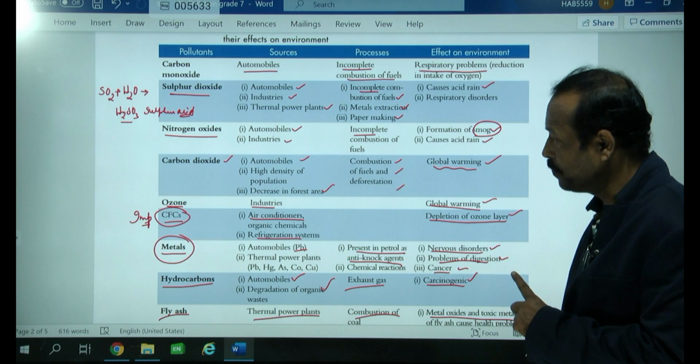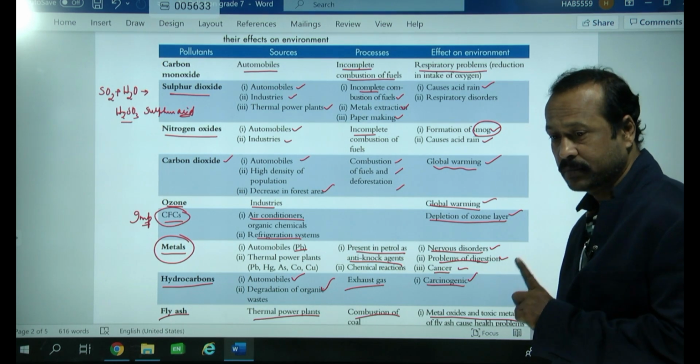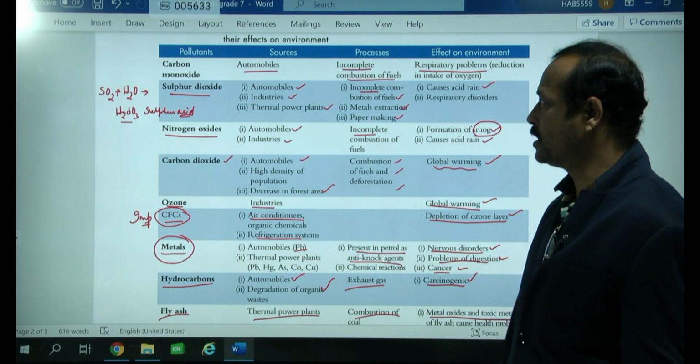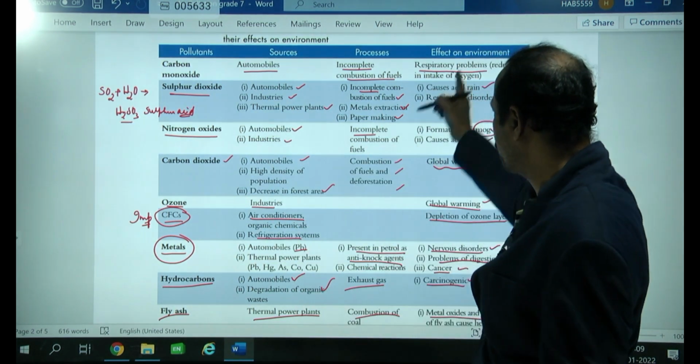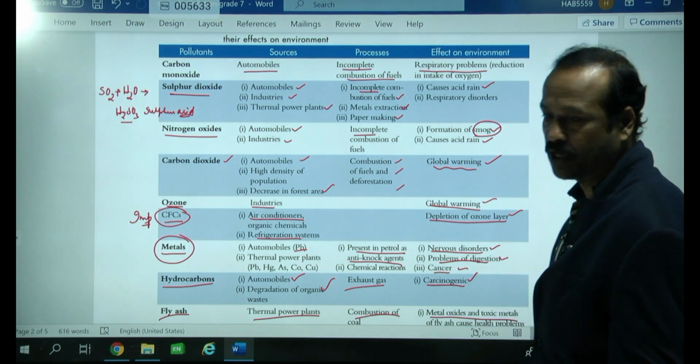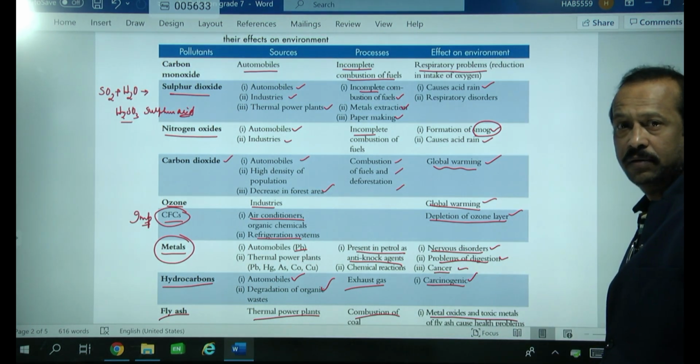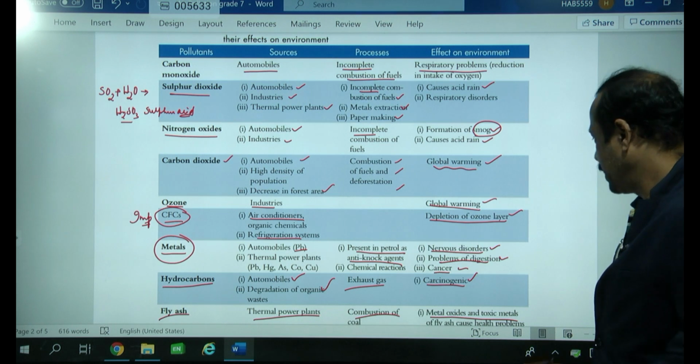Is this clear to you? Yes, sir. This is an important table. These are the pollutants, what their sources are, how they form, and what the problems are. So take a screenshot of this. Already took, sir. Very good boy.